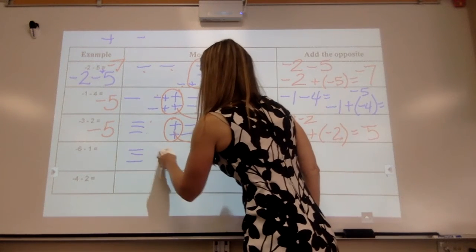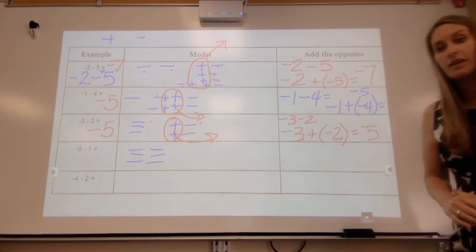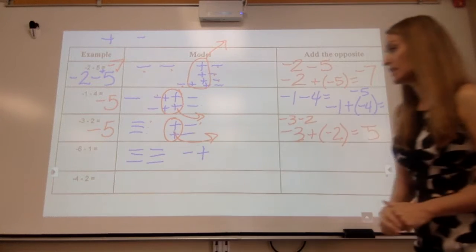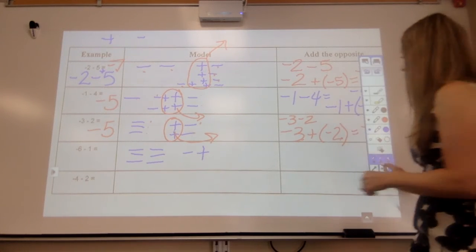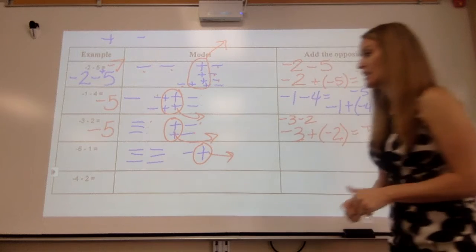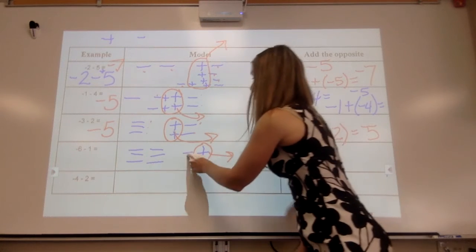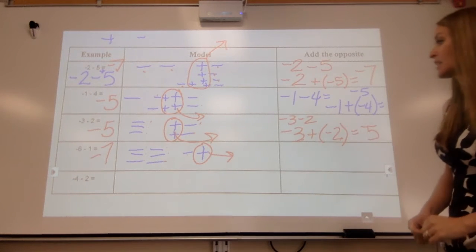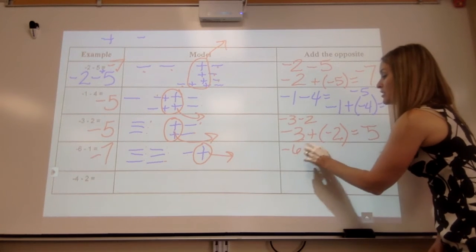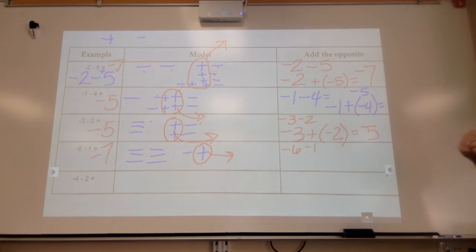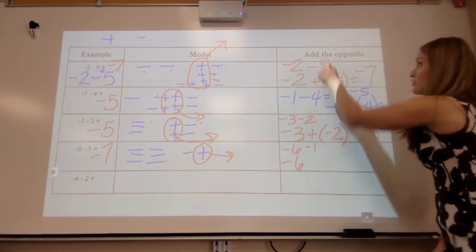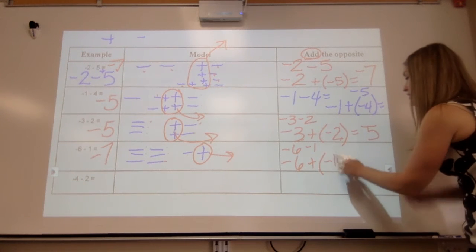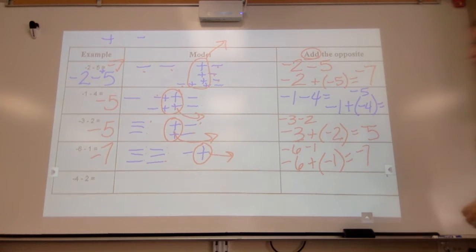-6, 1, 2, 3, 4, 5, 6. Take away 1. So again, I don't have a positive to take away, so I've got to bring in my zero pair. Now I've got a positive I can take away. So I'm going to circle it, take it away, and then count how many negatives I have. 1, 2, 3, 4, 5, 6, 7. I've got 7 negatives. Now I'm going to bring my expression over and rewrite it using add the opposite. So -6, change subtraction to addition, and the opposite of +1 is -1. And that gives me -7.